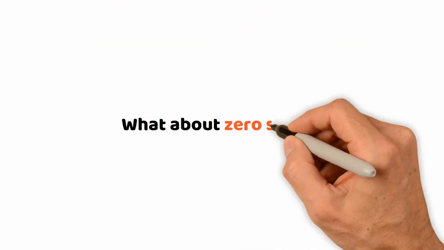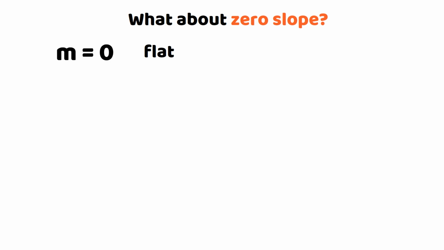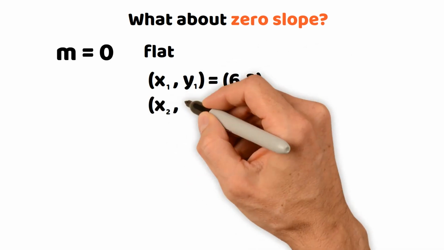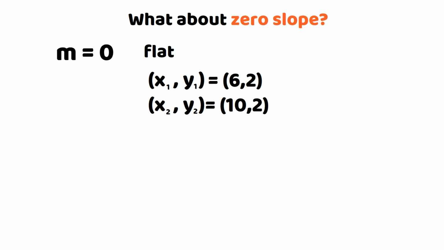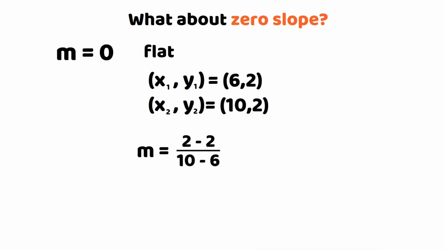What about a zero slope? If m equals 0, it means the line segment is flat. It is neither ascending nor descending. It is a flat, horizontal line. For example, suppose that x1, y1 is (6, 2), and x2, y2 is (10, 2). We get the slope by m equals 2 minus 2 divided by 10 minus 6, which is 0 divided by 4, which of course is 0. The slope is 0. This is not a surprise because when the 2 points are graphed, you will notice that the line segment connecting them is horizontally flat, so it has no steepness at all, and thus a 0 slope.